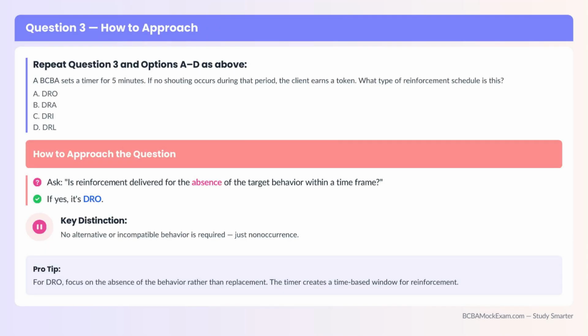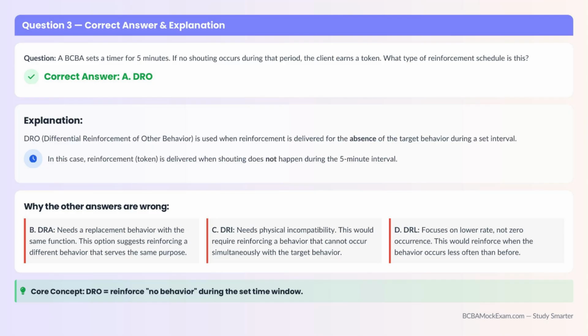To spot DRO, ask yourself, is reinforcement contingent on the absence of the target behavior for some amount of time? If yes, that's differential reinforcement of other behavior. You'll often see timers, intervals, and phrases like "if there is no hitting," "if no screaming occurs," or "if he goes 10 minutes without." Another important detail, with DRO, we don't require a particular alternative. The learner could be doing lots of different appropriate things, and they still earn reinforcement as long as the problem behavior hasn't occurred. The correct answer here is A, DRO.